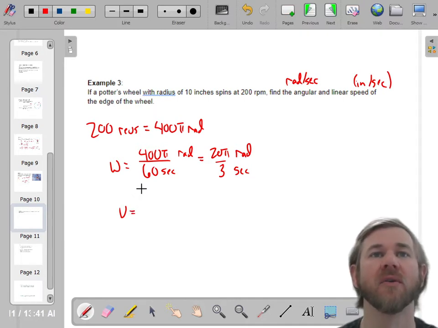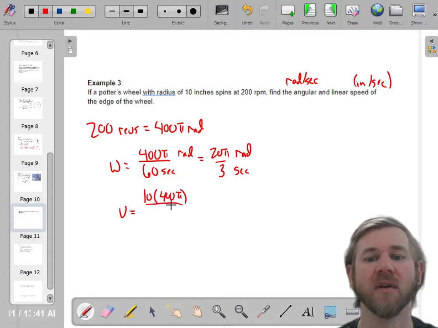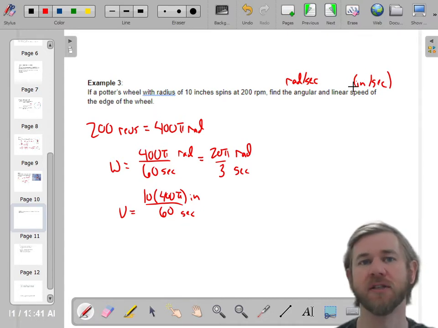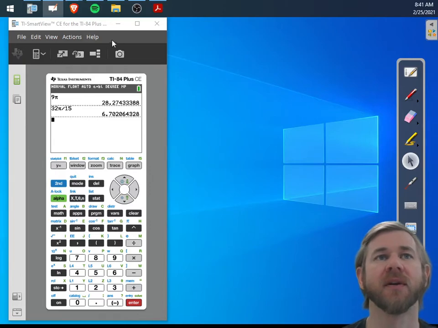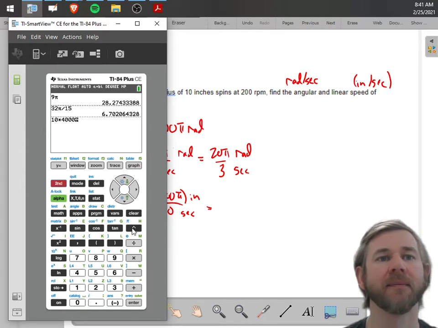R theta over time. So now the only difference is I have 10 times 400 pi over 60 seconds. So now my units are inches per second. Now I could have done 1 minute, but I know I want it in inches per second, so I'm going to do 60 seconds. Now again, linear speed, I'm actually going to multiply out. So this is going to be 10 times 400 pi divided by 60.